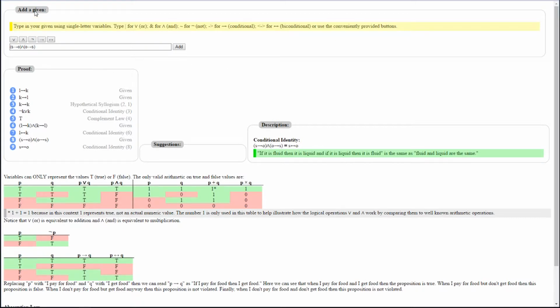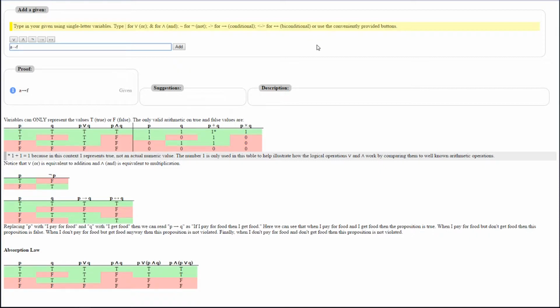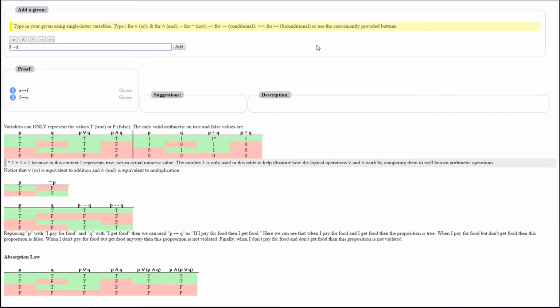So what about another fallacy? Let's say a fallacy involving fruits. So we can say an apple is a fruit. So A, then F. So if an apple, then a fruit. We can also say if F, then O. So if a fruit, then it is an orange.